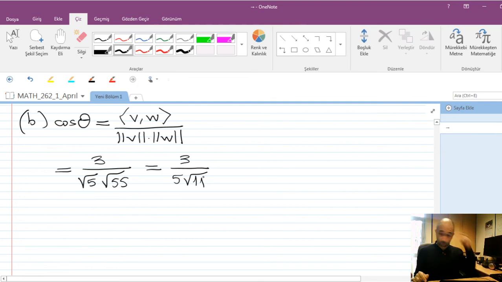Of course, I cannot do this without a calculator, but with a calculator you can easily take the inverse cosine, and it turns out, if I'm not wrong, something around 79.6 degrees. Okay, so it's not really a right angle, but sort of kind of close there.